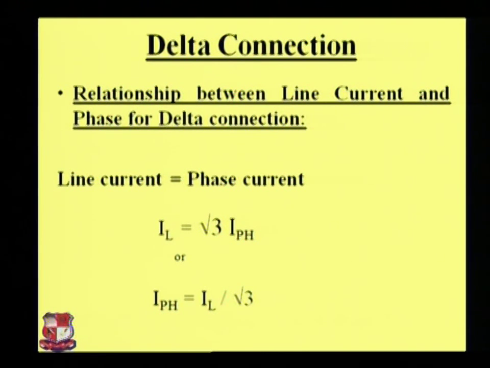The line current and the phase current relationship is also opposite, following the same pattern as the line voltage and phase voltage. So here IL equals √3 times IPH, or IPH equals IL by √3. So ultimately we are getting the opposite values of line voltage, line current, phase voltage and phase current in star and delta connection.